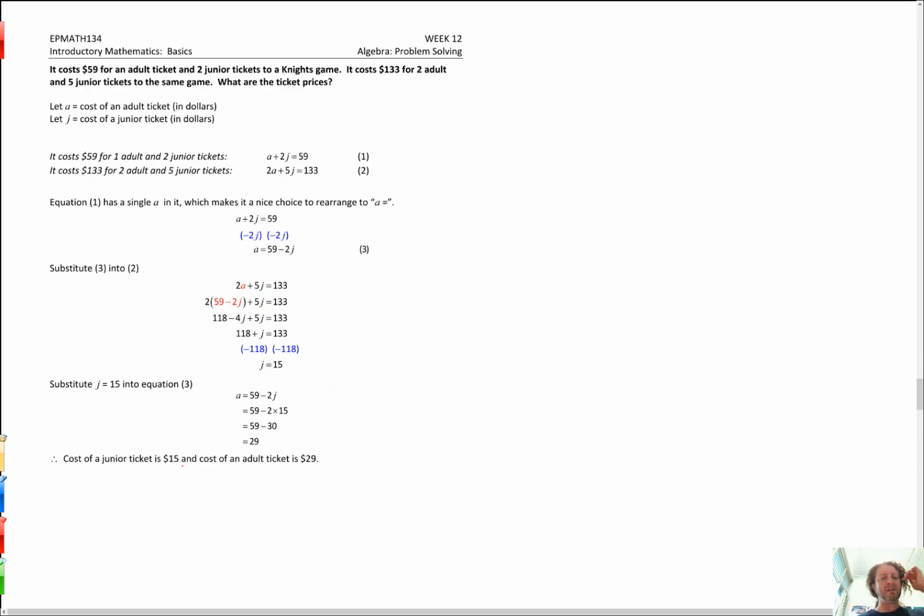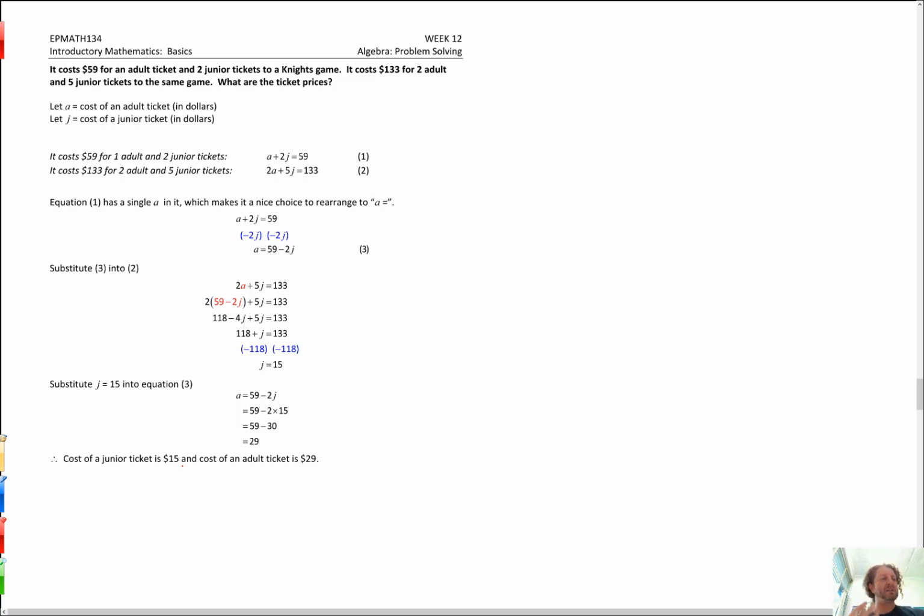And I've just repeated it here. The numbers I think aren't as pretty, but it's still just going and purchasing stuff. It costs $59 for an adult ticket and 2 junior tickets to a Knights game. That's current pricing via the net. It'll cost more if you get it at the gate, like a lot more. So just buy it on the net first. Or get a season ticket. Why wouldn't you have a season ticket? Please. Well, okay. It costs $133 for 2 adult and 5 junior tickets to the same game.